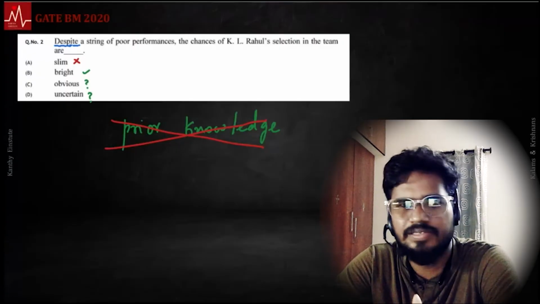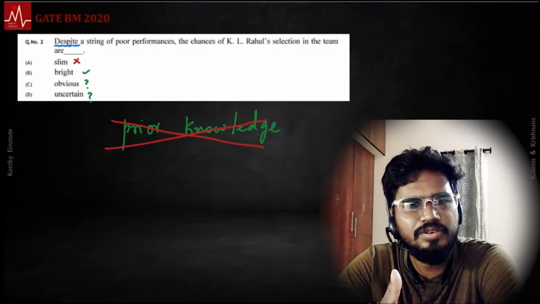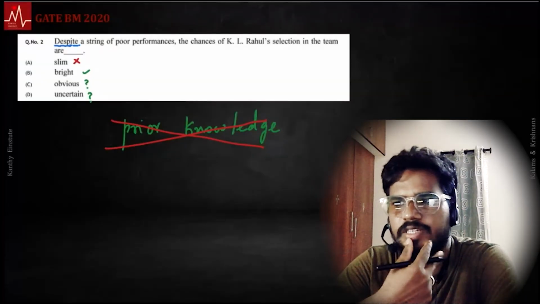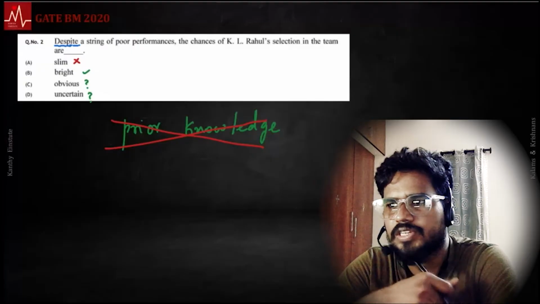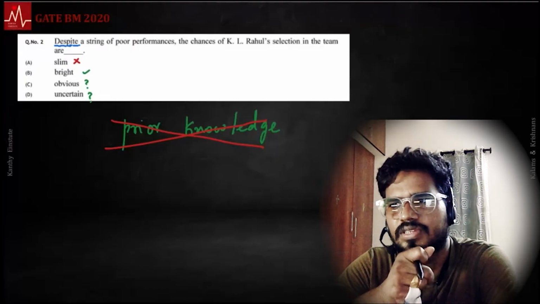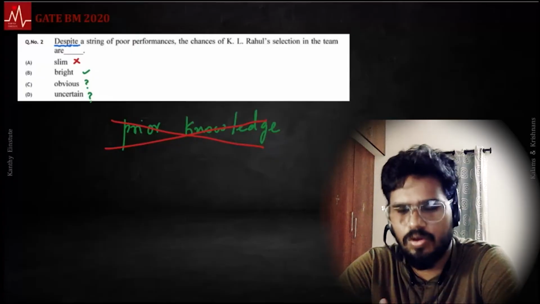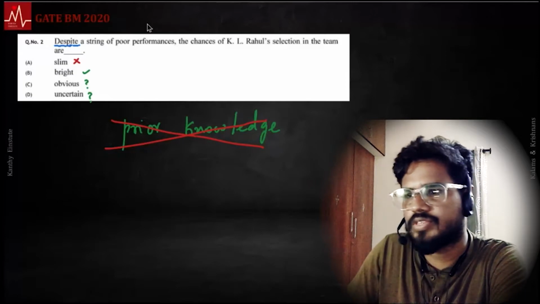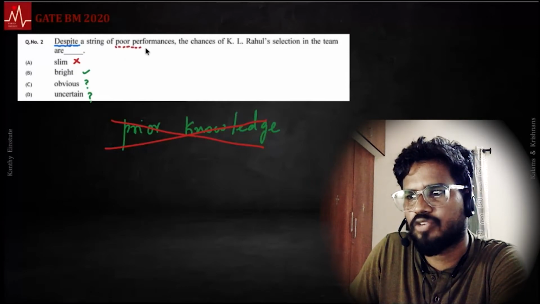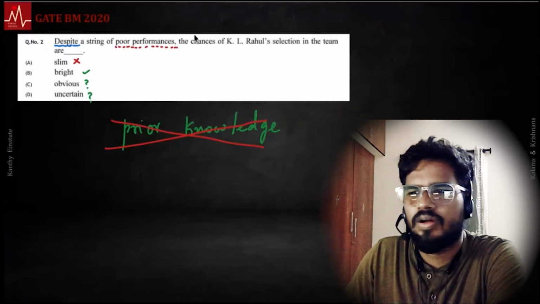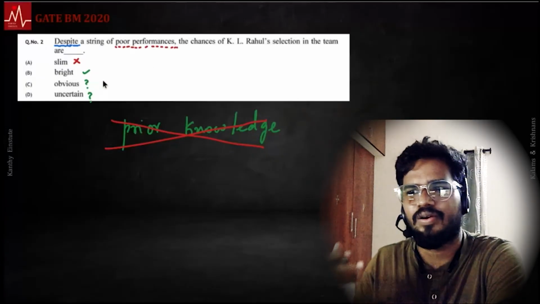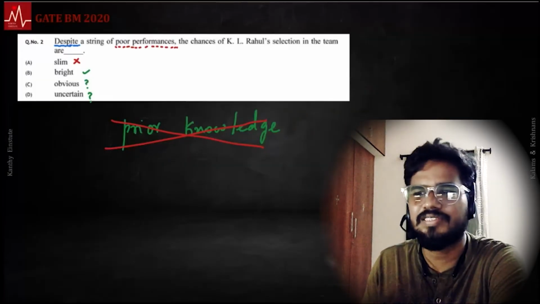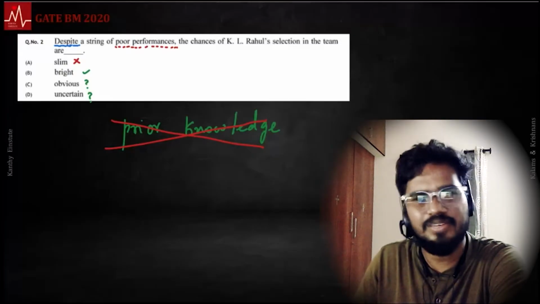Despite poor performances, despite says it's the opposite of the poor performance expectation. So chances are high, chances are fine. But despite a string of poor performances, chances of KL Rahul's selection in the team are obvious or uncertain. Why not obvious and uncertain? Quickly. At this stage, we are looking for something that contradicts the expectation of poor performance. Obvious could be obviously bright, obviously slim. Both are possible with obvious. Obvious includes both the cases.